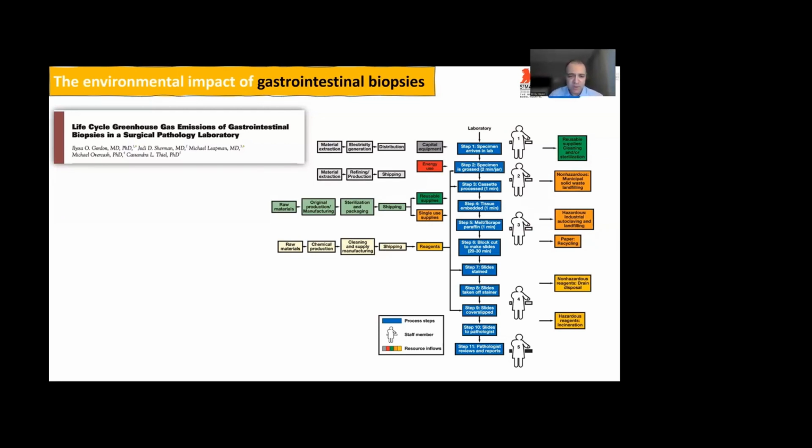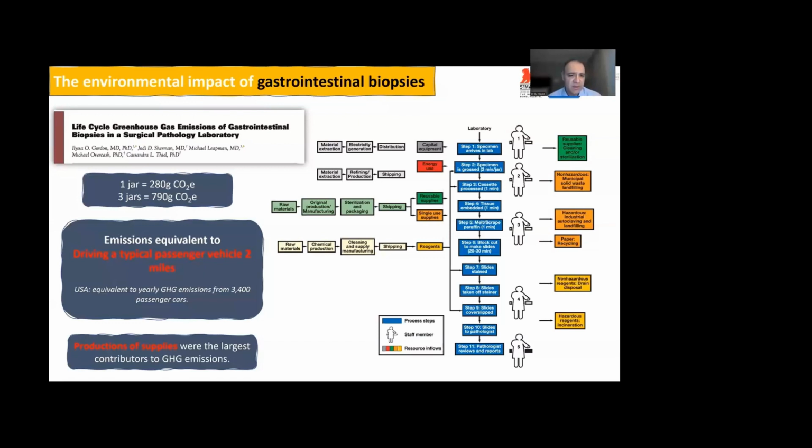So when this was done, we look at that 1 jar equates to about 280 grams of CO2 emissions. There's no economies of scale. Every jar you send, every pot you send incurs the same amount of CO2. And those 3 jars are equivalent to around 2 miles driven in a passenger car. So if you extrapolate that, let's say, to the US, that's equivalent to yearly greenhouse emissions from around 3,400 passenger cars. So huge footprints that we could potentially think about reducing.